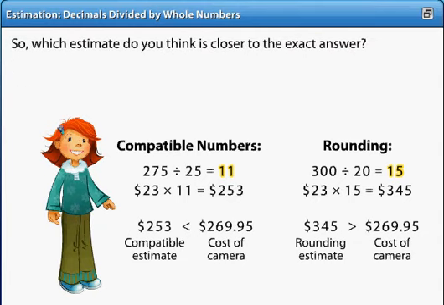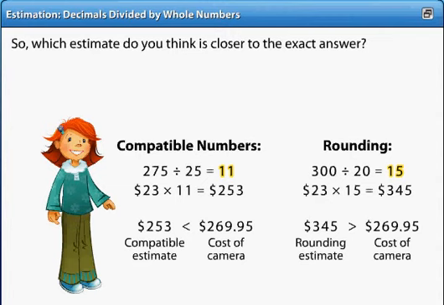So, which estimate do you think is closer to the exact answer? I think this one is closer, because the numbers that we changed were closer to the originals. It's okay.